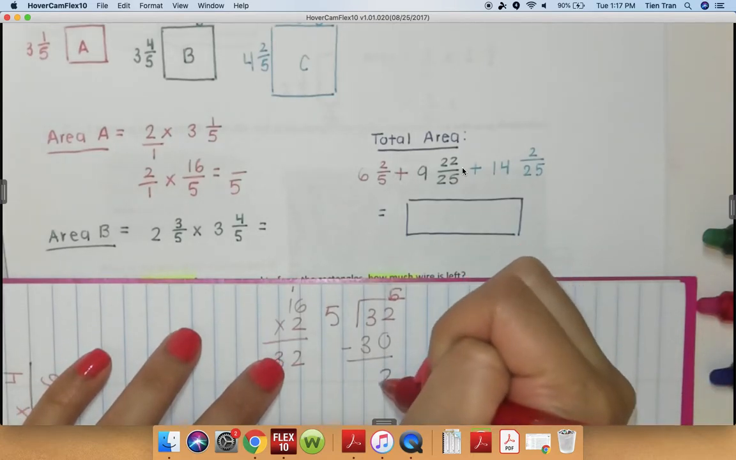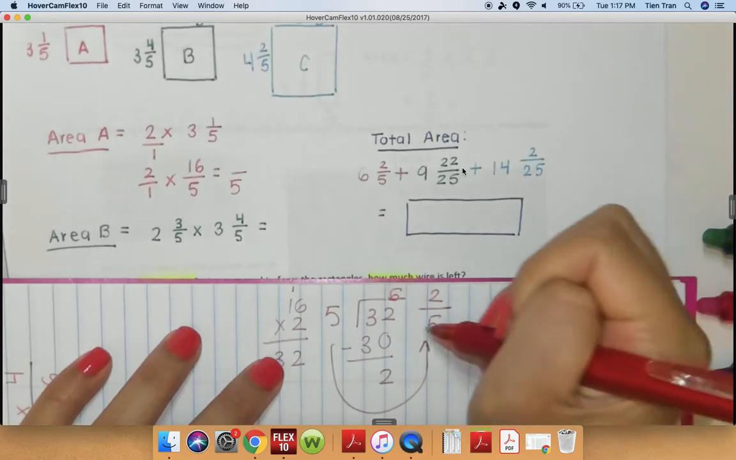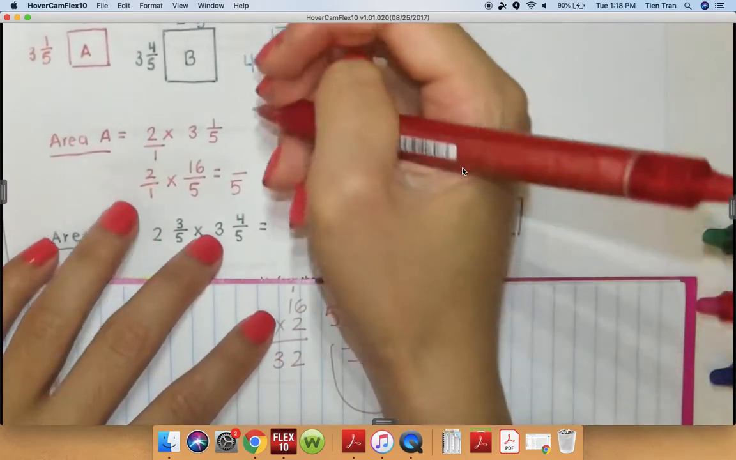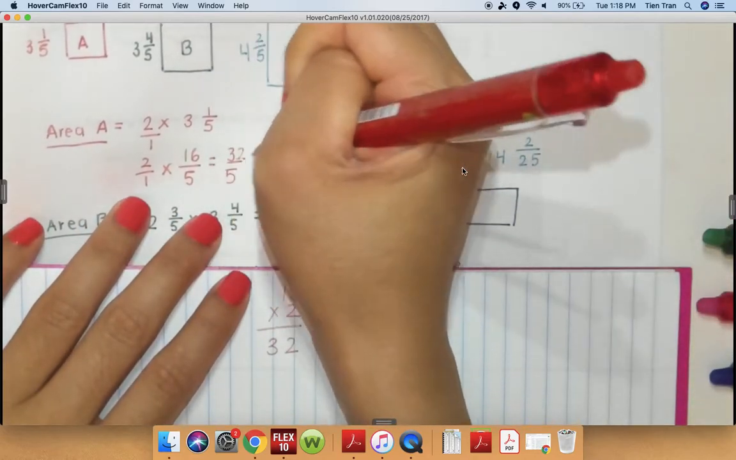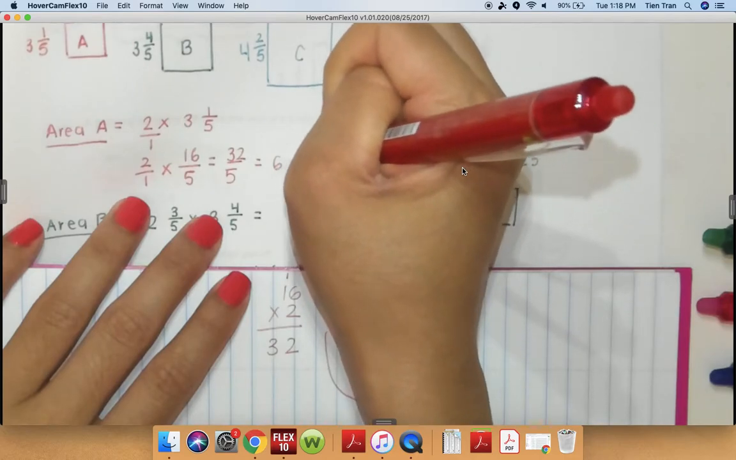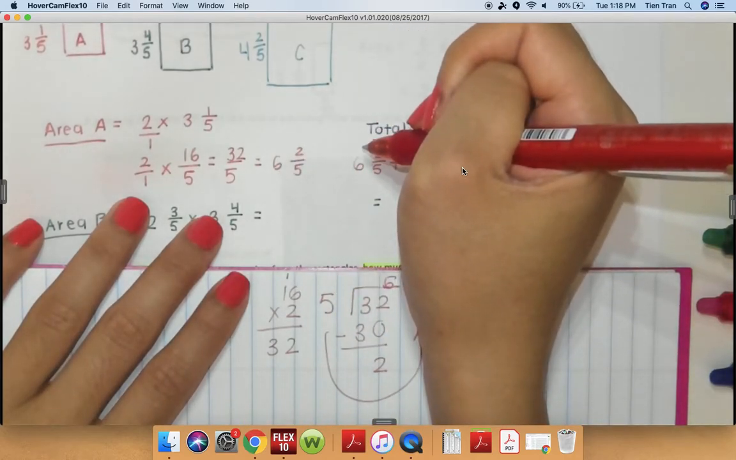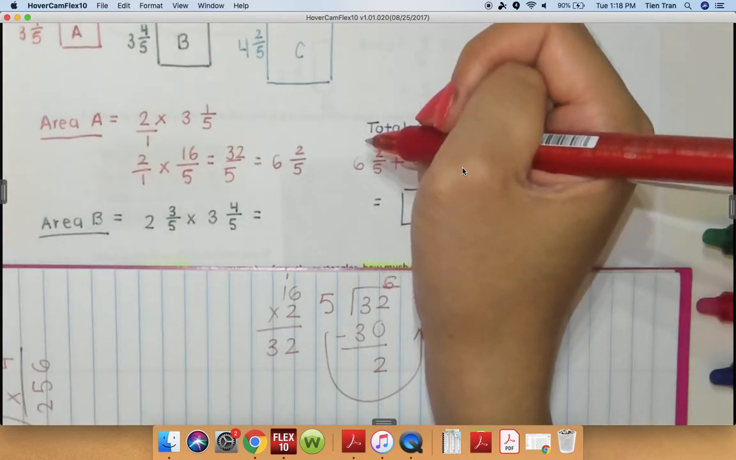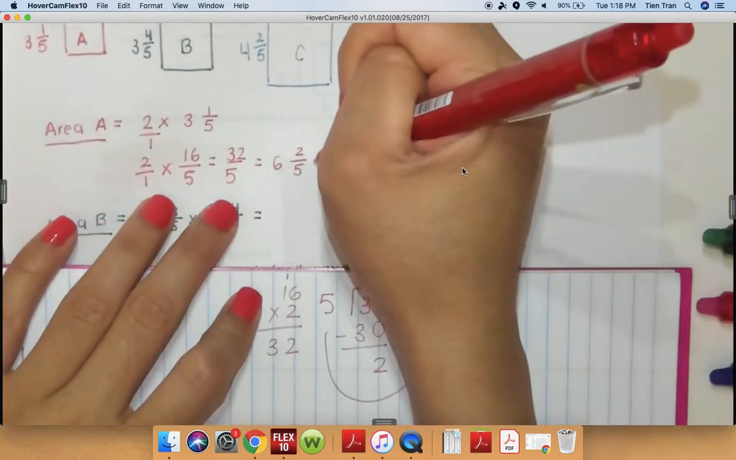32 minus 30 is equal to 2, so my remainder is 2 and my denominator is 5. I get 6 and 2/5 as my final answer. So this is 32, and then I divided those and I got 6 and 2/5. Is it square feet? Right, we're measuring by, no, it's centimeters squared. Centimeters squared.